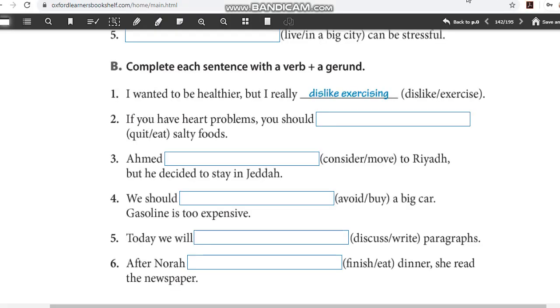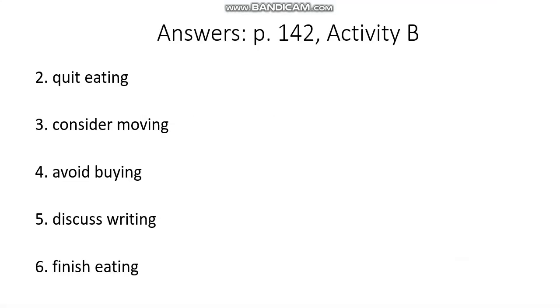Now that you've completed activity A, move on to activity B. Complete each sentence with a verb plus a gerund. Pause the video, complete the exercise, and when you're ready to continue, press play. Okay, here are the answers to activity B on page 142.